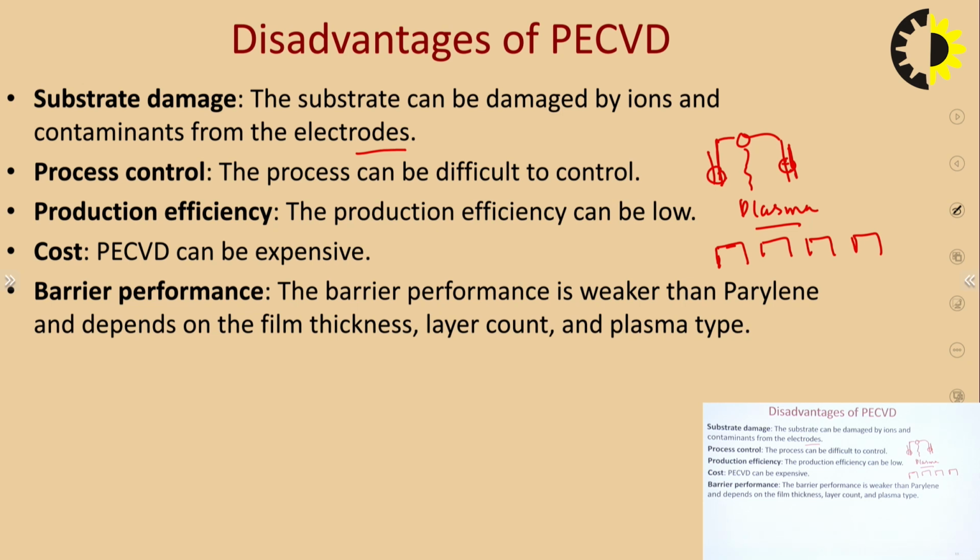So cost: PECVD can be expensive. This is an expensive method because it is utilizing electrodes, and it may utilize some other things to create the electric field. So it is an expensive method. Barrier performance: the barrier performance is weaker than Parylene and depends on the thickness, layer count and plasma type, right? So these are some disadvantages of PECVD.